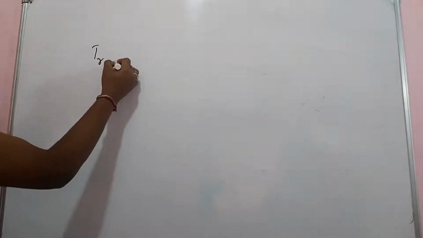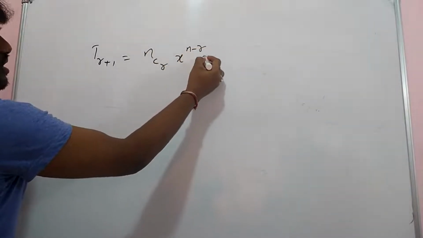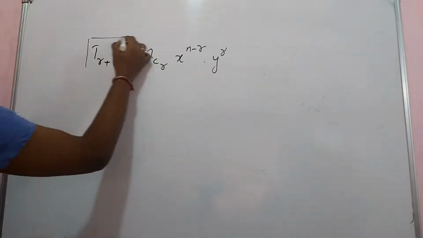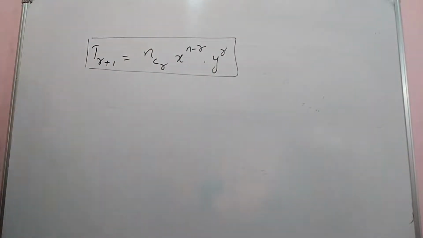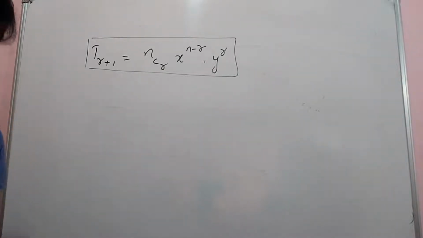That is what I said as the general term. The general term of the binomial theorem, that is T(r+1) is equal to nCr x to the power of n minus r into y to the power of r. This is what we call the general term of the binomial theorem.